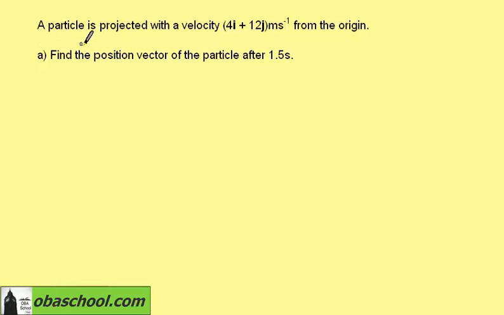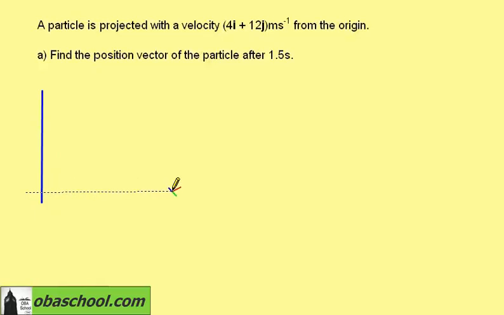A particle is projected with a velocity 4i plus 12j meters per second from the origin. We want to find the position vector of the particle after 1.5 seconds. Let's draw a diagram of the situation.